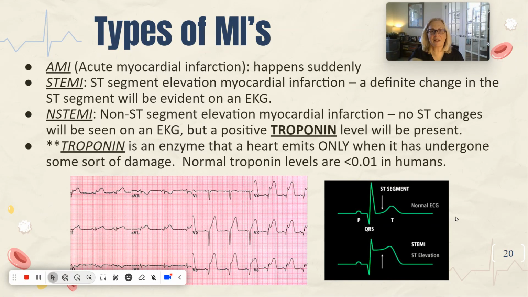A STEMI is a type of AMI. These letters stand for ST elevation myocardial infarction, okay? It's telling you exactly what's happening. We see a definite change in the ST segment on the EKG. It is elevated. So, ST elevation myocardial infarction. We'll see that ST segment well above the isoelectric line. You can see this picture down here. Here is our J point. It's way above the isoelectric line.